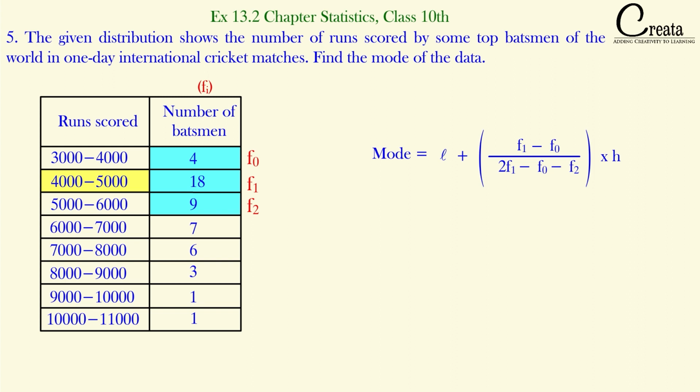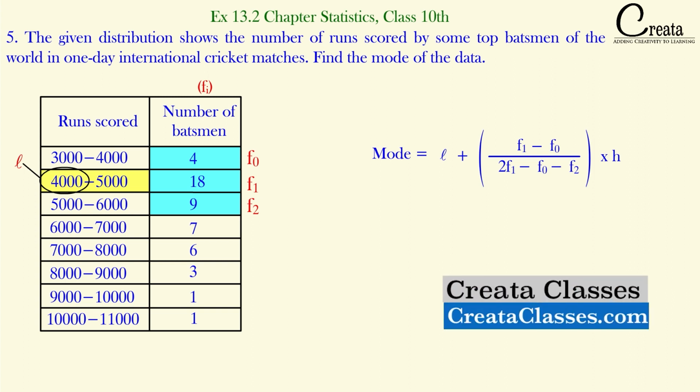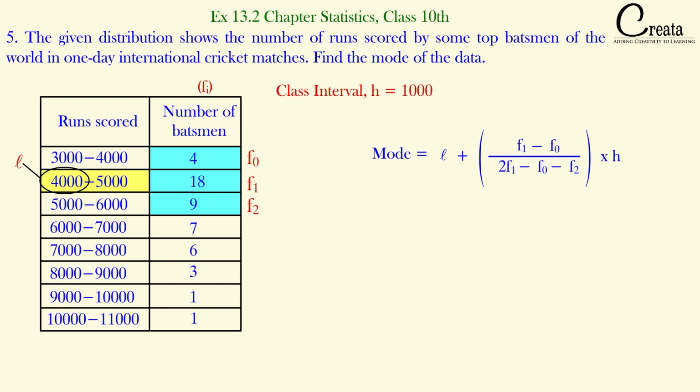Next it is l. l is the lower limit of the modal class. So 4000, that is the lower limit of the modal class range, is l. Lastly it is h. h is the class interval, that is the difference in the range: upper limit minus lower limit. 5000 minus 4000 is 1000. We got h, that is the class interval, as 1000.